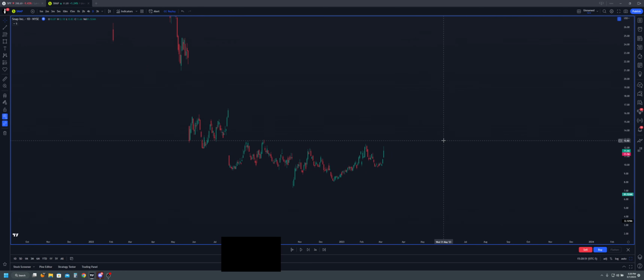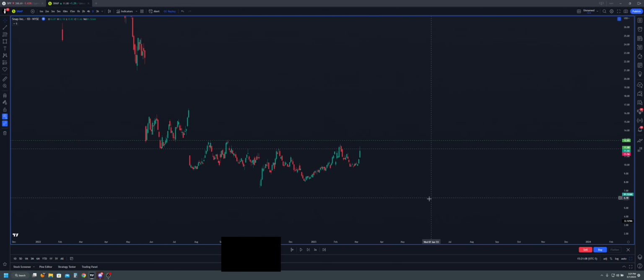So all I'm looking for here is, okay, what do I see? I see we have a daily resistance here. We'll change that to green. Another one here, this top and this top touch. And then that's basically all I'm looking for.